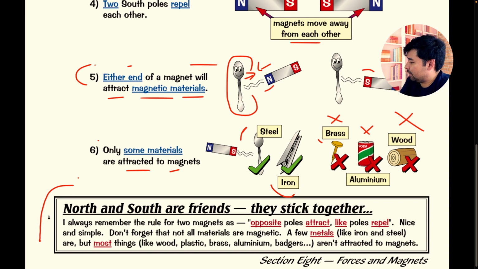North and South are friends, they stick together. I always remember the rule for two magnets: opposite poles attract, like poles repel. Nice and simple. Don't forget that not all materials are magnetic. A few metals, like iron and steel, are, but most things like wood, plastic, brass, aluminum, badgers, aren't attracted to magnets. Okay? So, quick explanation to you.